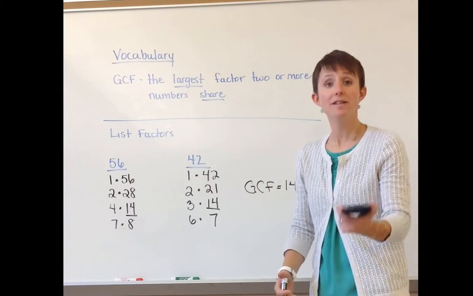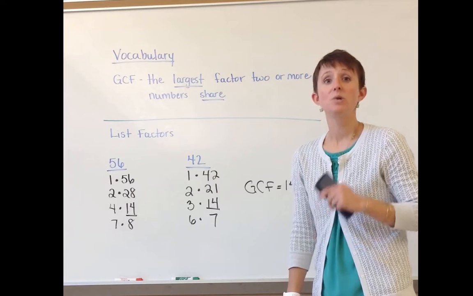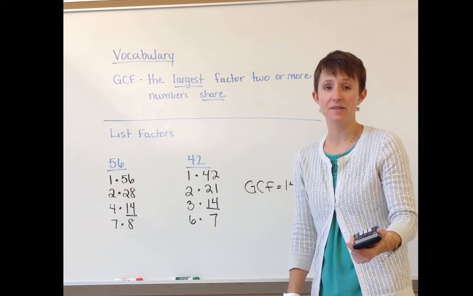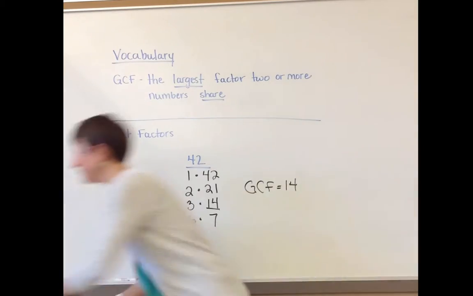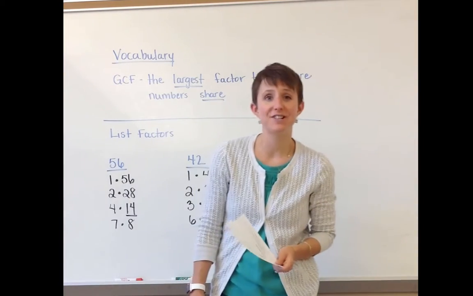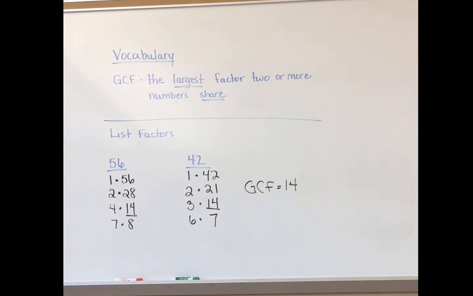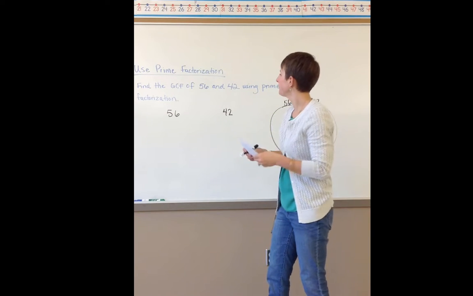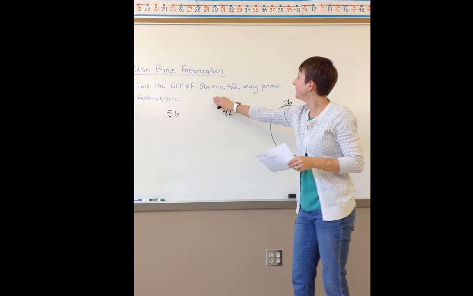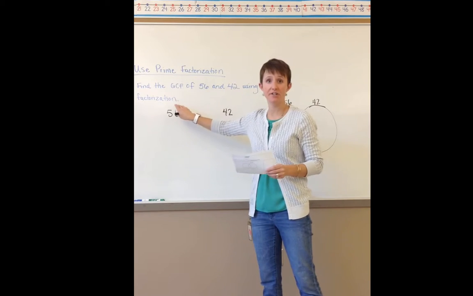I'd like to show you another way to find the GCF. So now we're going to dive into your notes. And we're going to go to the second chunk that says use prime factorization. Alright, so we are in the second chunk on your notes right now. And we need to find the GCF of 56 and 42 using prime factorization.